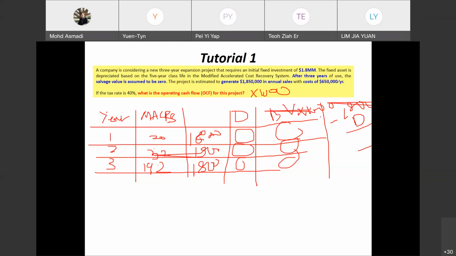Okay. Done. So you can get 1,800 times with the depreciation, and then the rest you can follow the previous example. Anyone can get this one? One value.